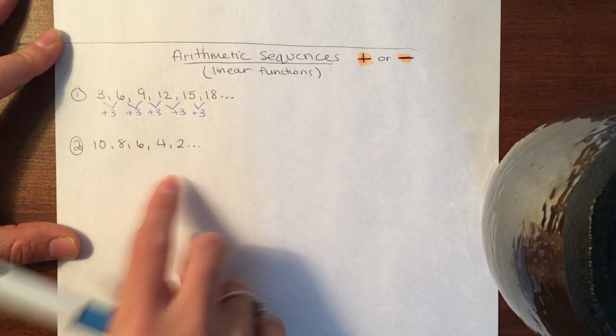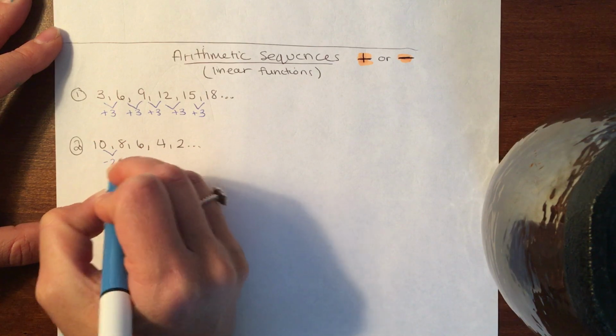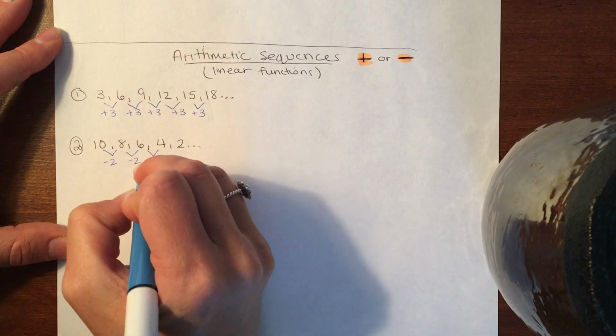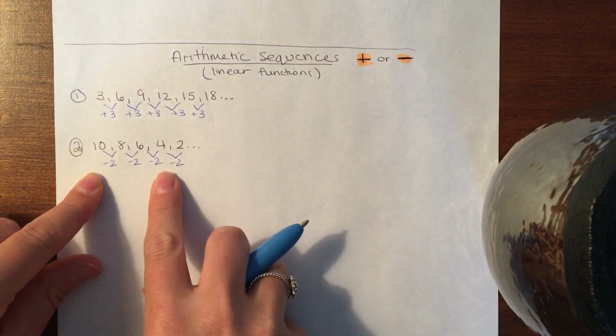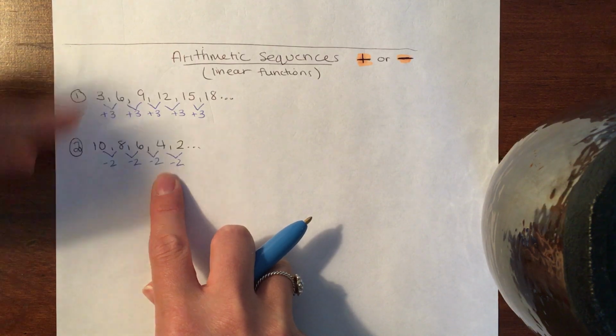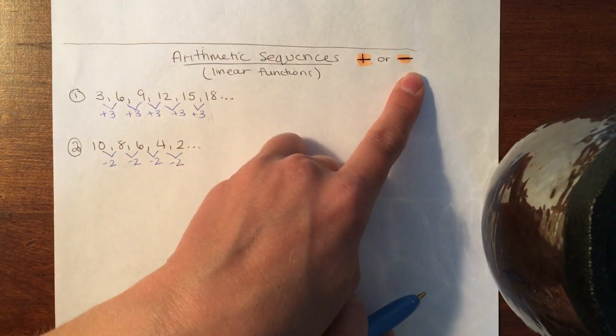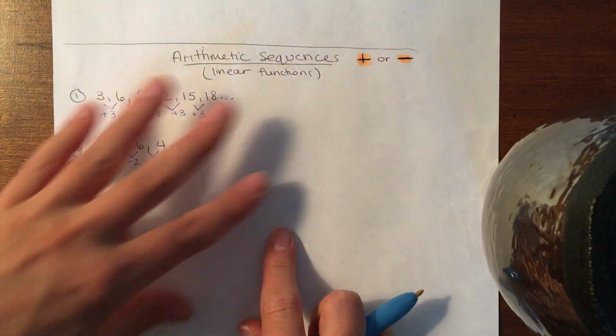For example number 2, to get from 10 to 8 and 8 to 6, I would subtract 2, making this an arithmetic sequence because I'm subtracting by the same amount, okay? This one I'm adding, this one I'm subtracting. Arithmetic, add or subtract by the same amount. Okay, so this is pretty basic right now. This stuff you should be okay with.